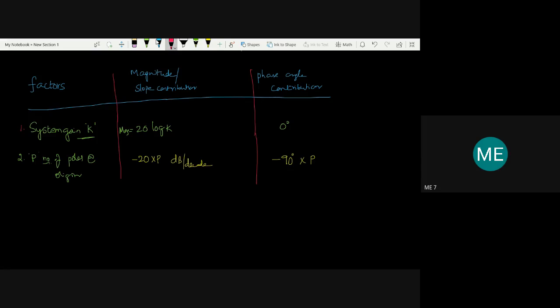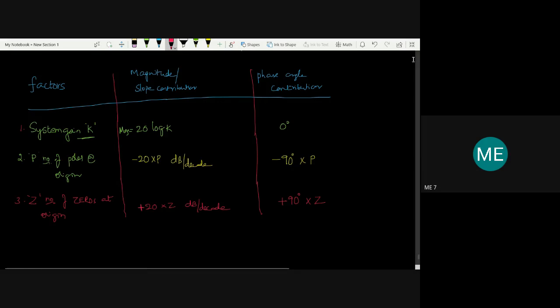Next, the third one, Z number of zeros at origin. So what is the slope contribution for this Z number of zeros? For the zeros, it is plus 20 into Z dB per decade. And similarly, the phase angle contribution is plus 90 degrees into the number of zeros at origin.